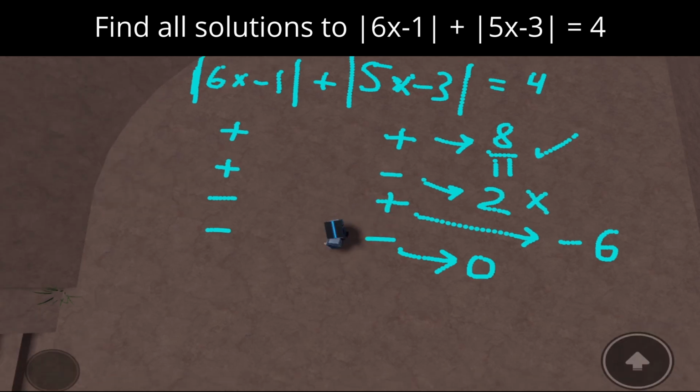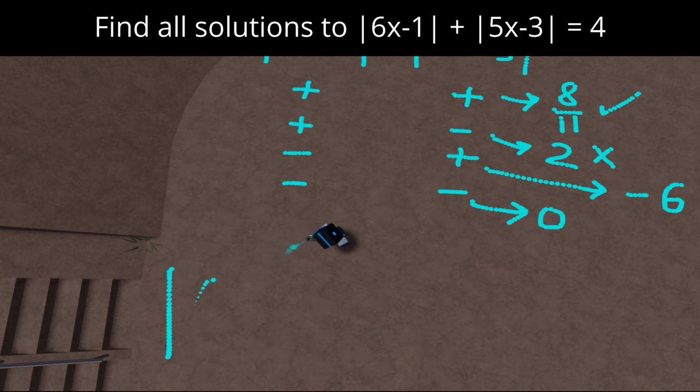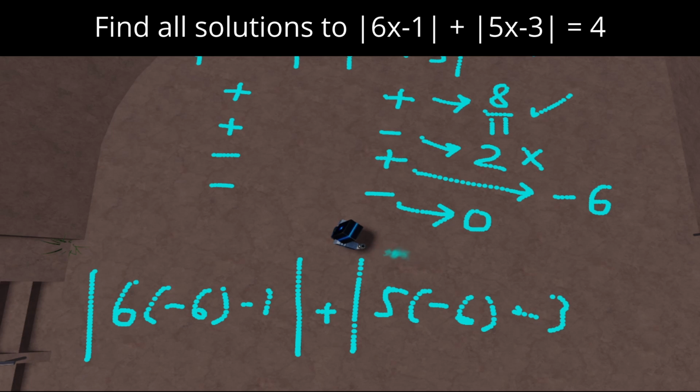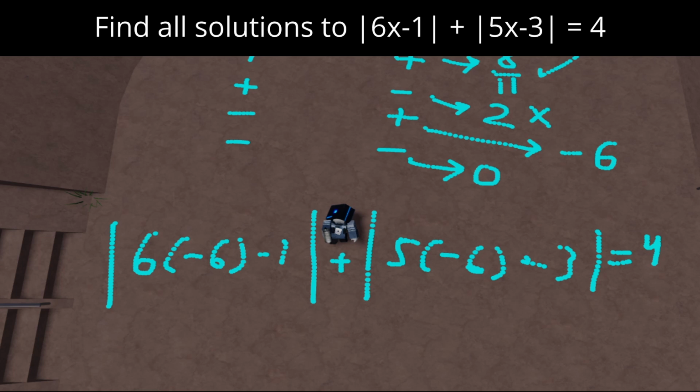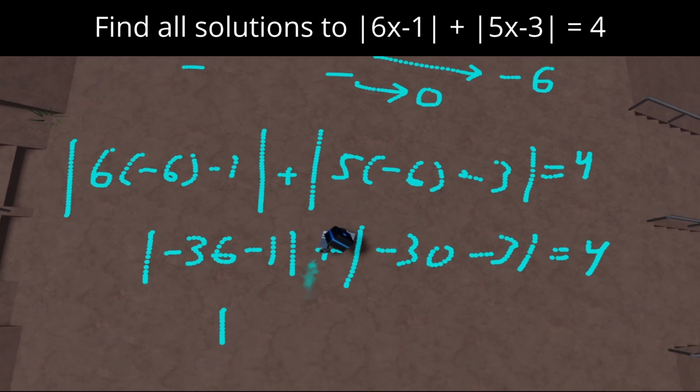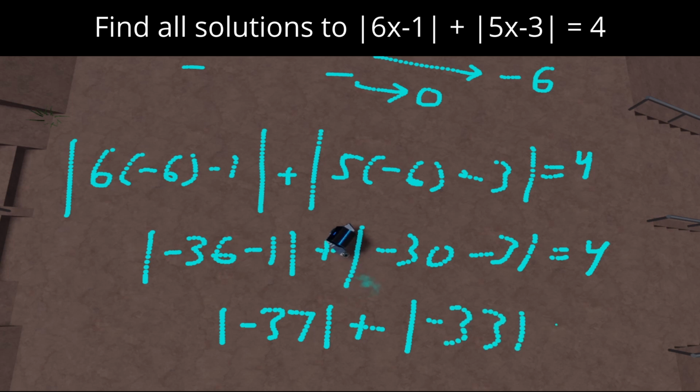Let's test the minus 6. I'll have the absolute value of 6 times negative 6 minus 1, absolute value, plus 5 times negative 6 minus 3. Is that equal to negative 4 or positive 4? So 6 times negative 6 is just negative 36. We have minus 1, plus 5 times negative 6 is just negative 30. Then minus 3. Is that equal to 4? So we have the absolute value of minus 37 plus the absolute value of minus 33. Is that equal to 4?